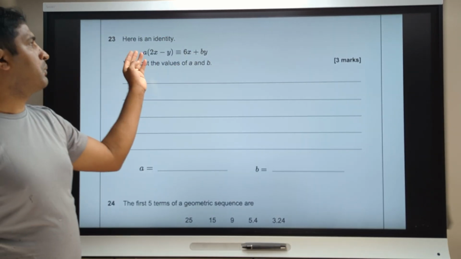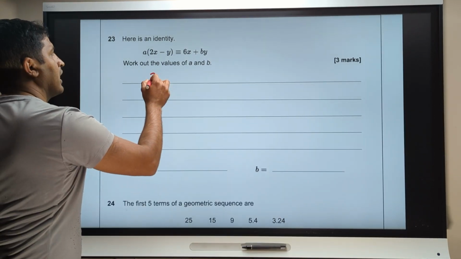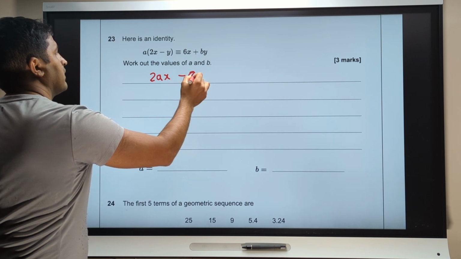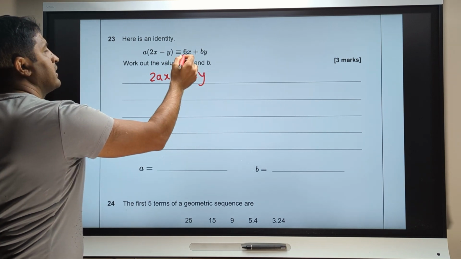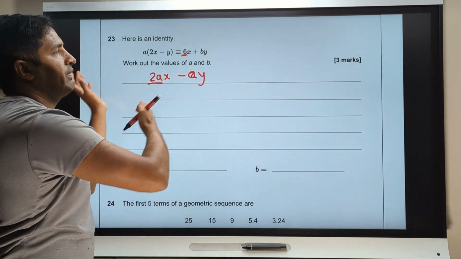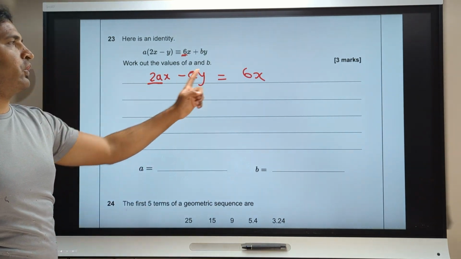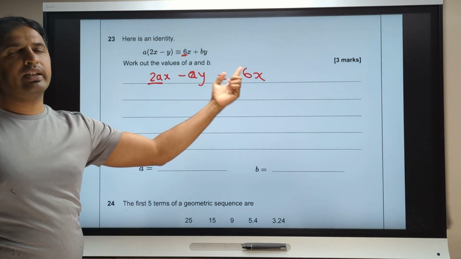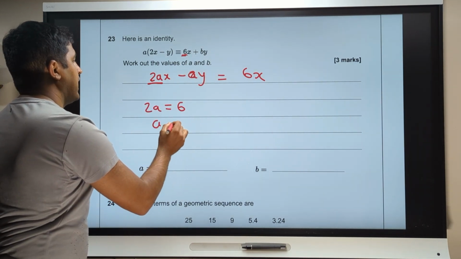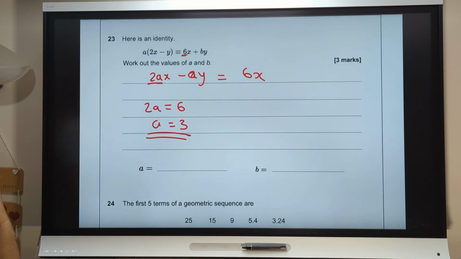Identity means regardless of what the letters are, both sides are equal to each other. So if I multiply them out quickly, I get 2ax minus 2ay. So I know the 6 and 2a have to be exactly the same, because the left hand side and right hand side are exactly the same. So there's only one way you can get the coefficient of x: 2a and 6 have to be exactly the same. So 2a is equal to 6, so a is 3, because dividing both sides by 2, you get a equal to 3.